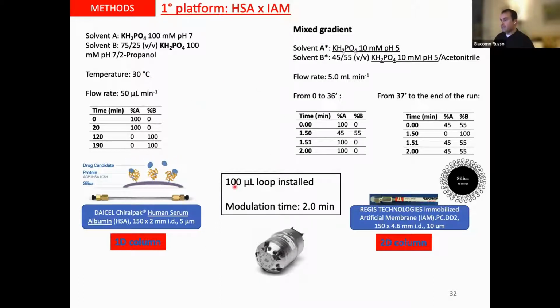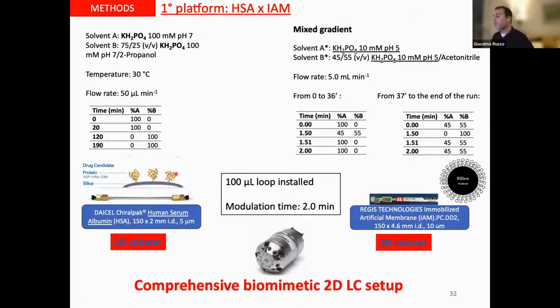Again, we installed a 100 microliter loop, because if the flow rate is 50 microliter per minute and the modulation time is 2 minutes, essentially we were able to transfer all the fraction entirely to the second dimension. In this case, what we have is a comprehensive biomimetic 2DLC setup, because there is no fraction that is not transferred to the second dimension. So I cannot lose any peak.